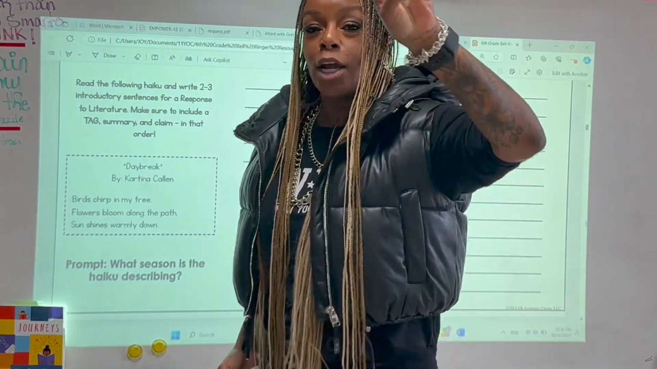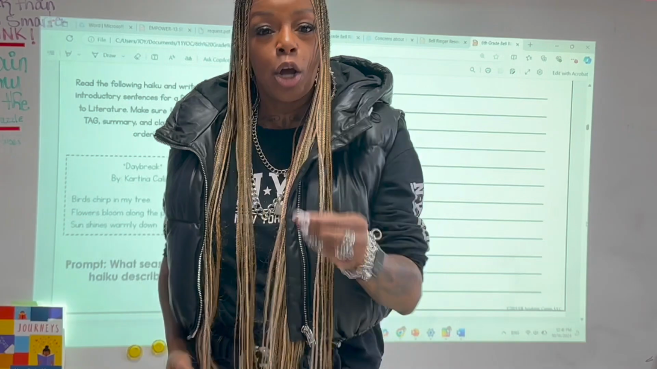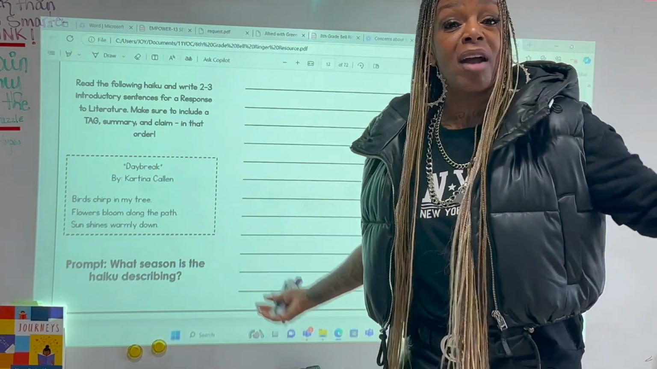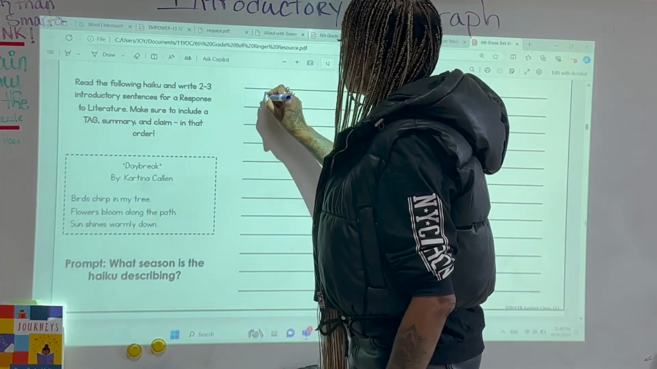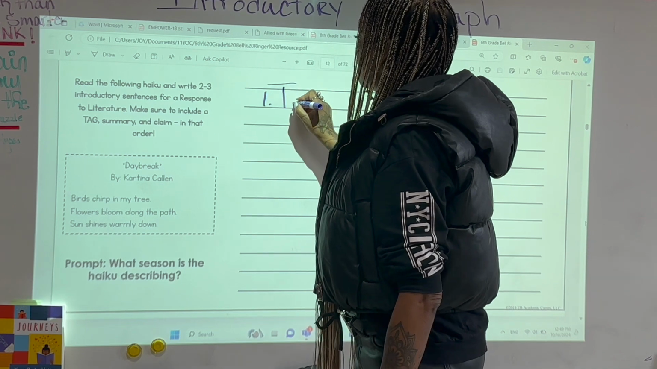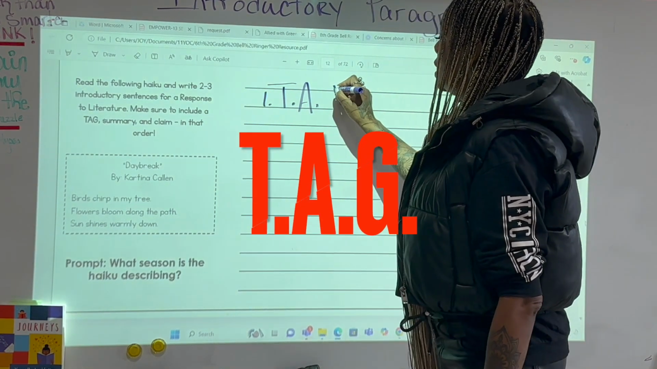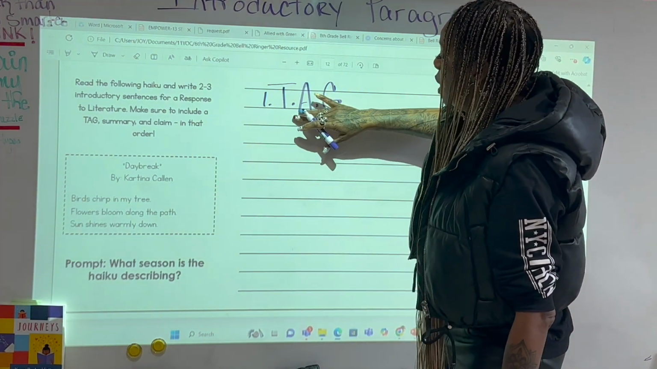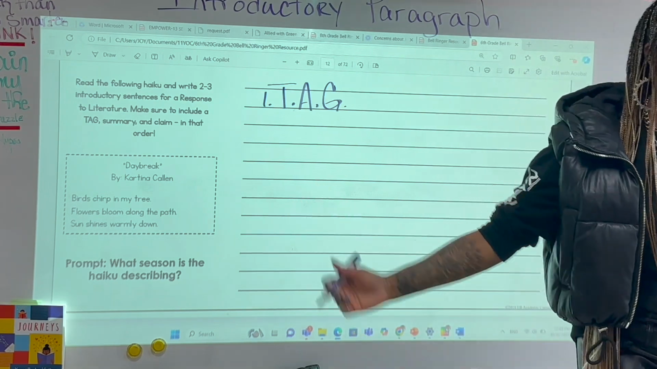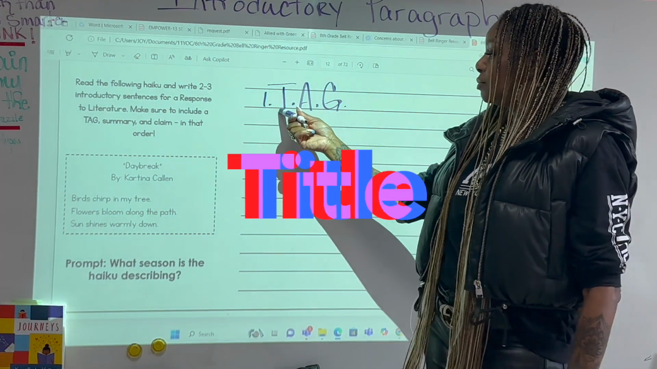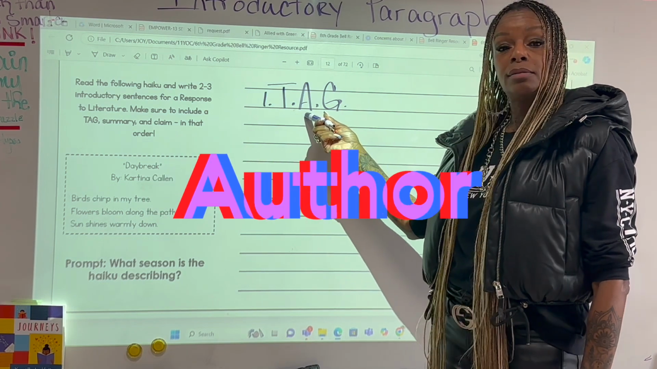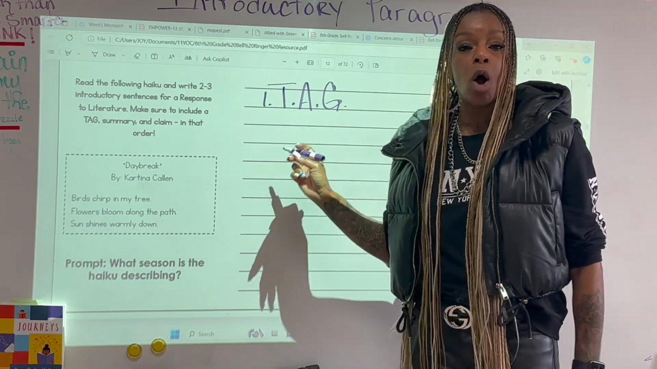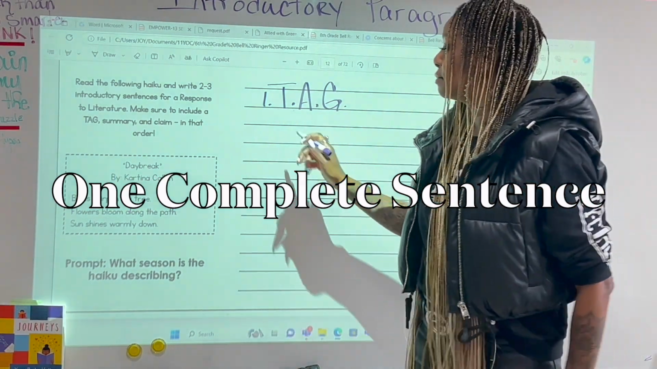There are 3 ingredients that go into the introductory paragraph of a 4 paragraph essay. Let's just do 1. You have your tag. The tag is an acronym, meaning it spells a word. If it doesn't spell a word, then it's just called an abbreviation. Title, author, and the genre. And you write your tag in 1 complete sentence.